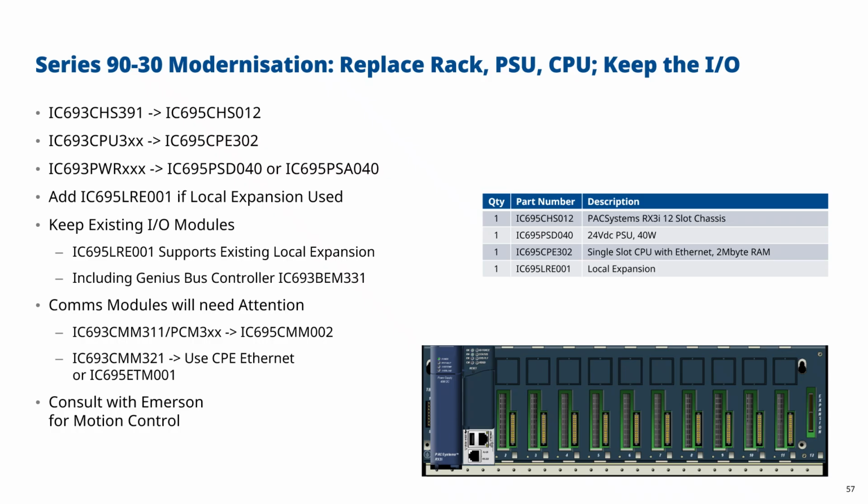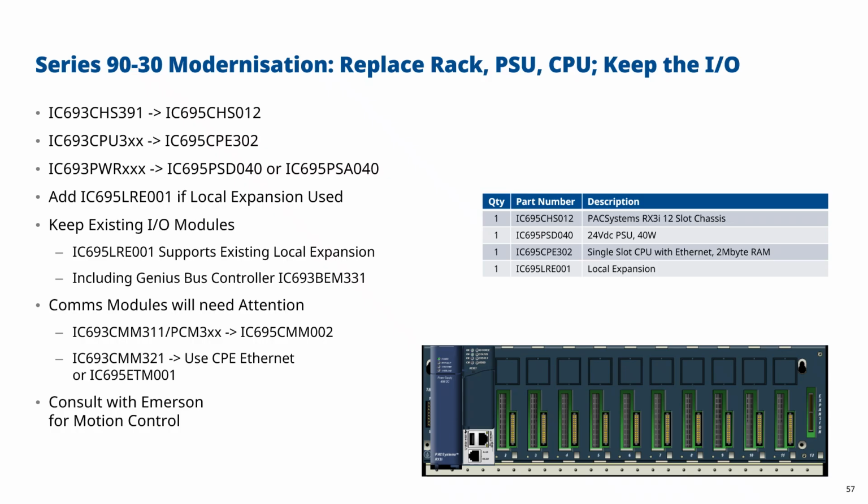So any old I/O module will be able to be installed into the new RSTi CPU chassis. There are some modules which need attention. So for example, if you've got a CMM311 or a PCM301 or 311 module, or even an older PCM300, they can usually be replaced by an IC695 CMM002.